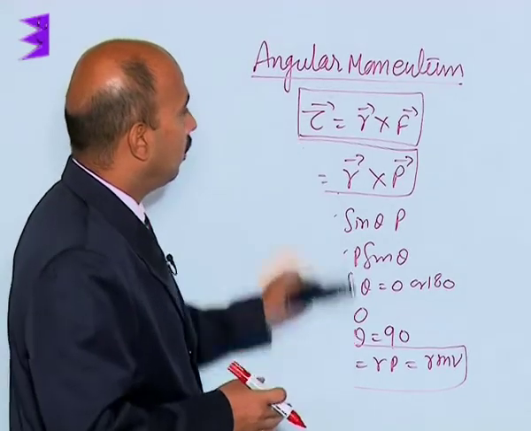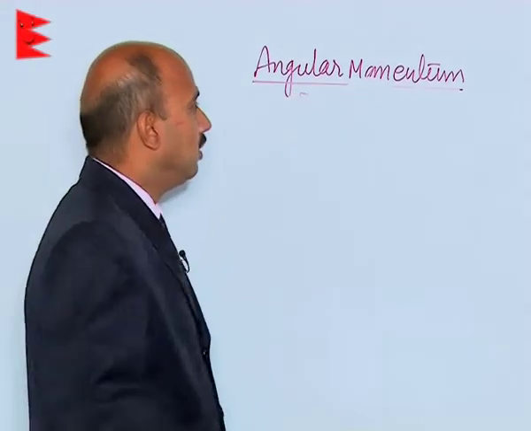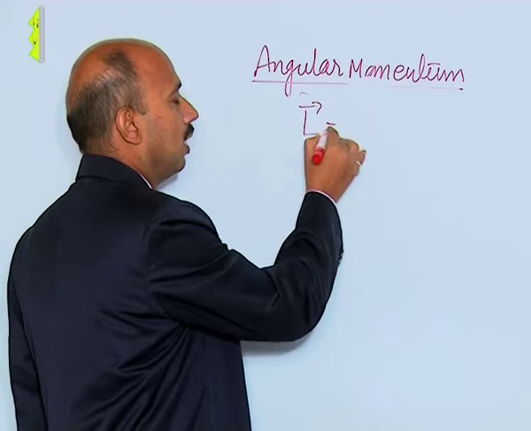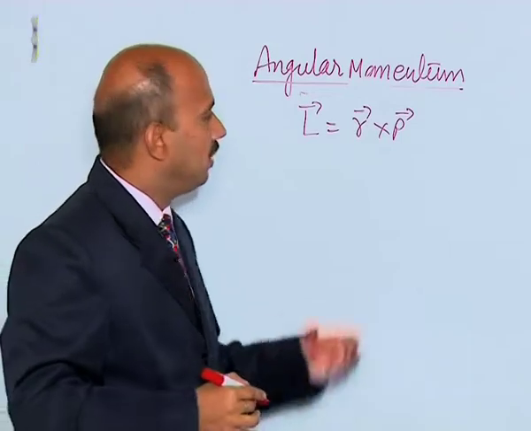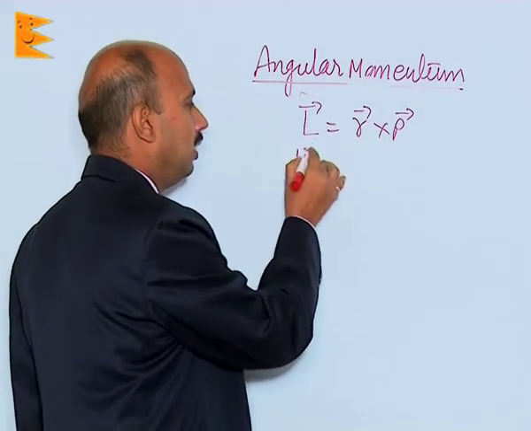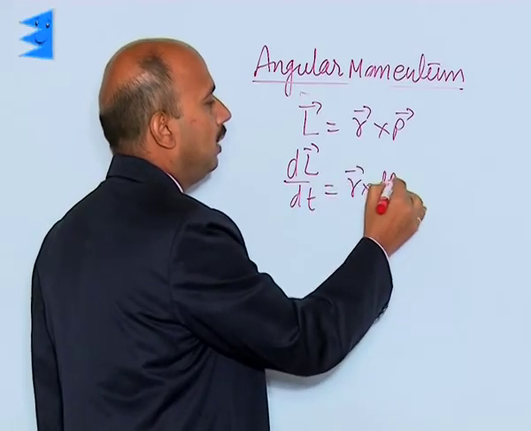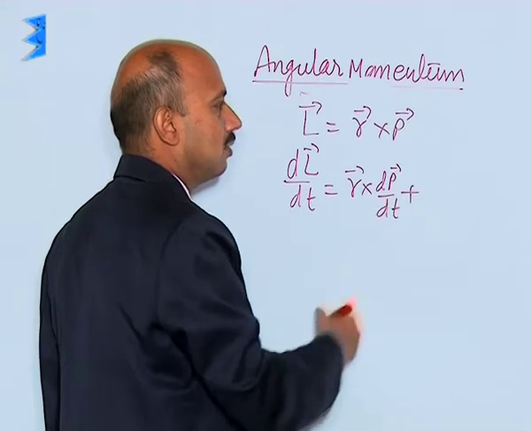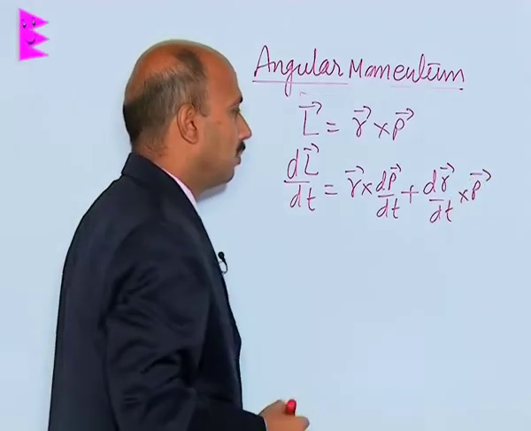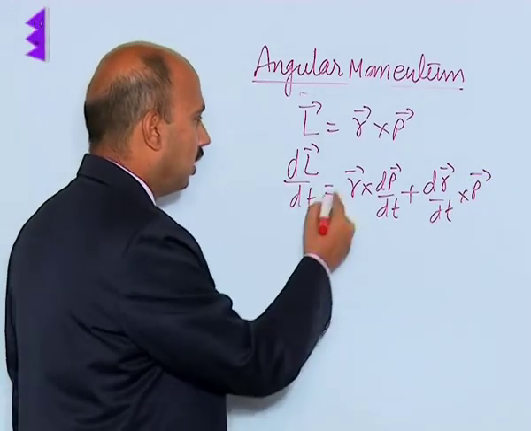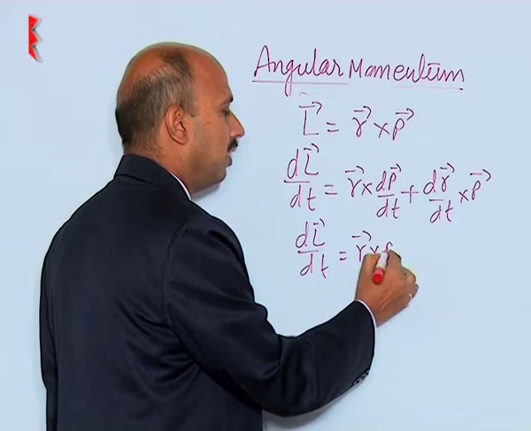Now here we can go for the relation between angular momentum and torque also. We know L vector is equal to r cross p. If you differentiate it with respect to time, you will get dL upon dt is equal to r cross dp upon dt plus dr upon dt cross p. I have applied here the product rule of differentiation.